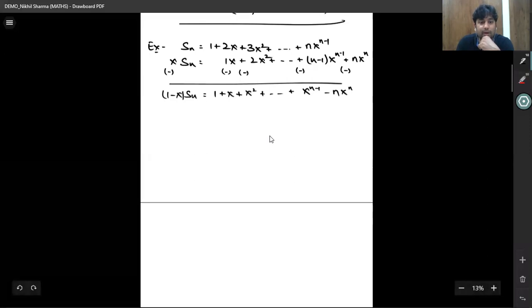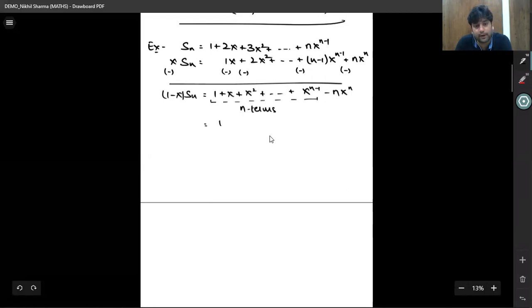Now, luckily, right from the first term 1 till x raised to the power n minus 1, all the terms are coming in GP. Previously, we saw that from x till x raised to the power n minus 1, these were n minus 1 terms which were coming in GP. But now, right from the first term, that is 1 till x raised to the power n minus 1, all the terms are in GP. So these are n terms. Don't fall in the trap. These are n terms.